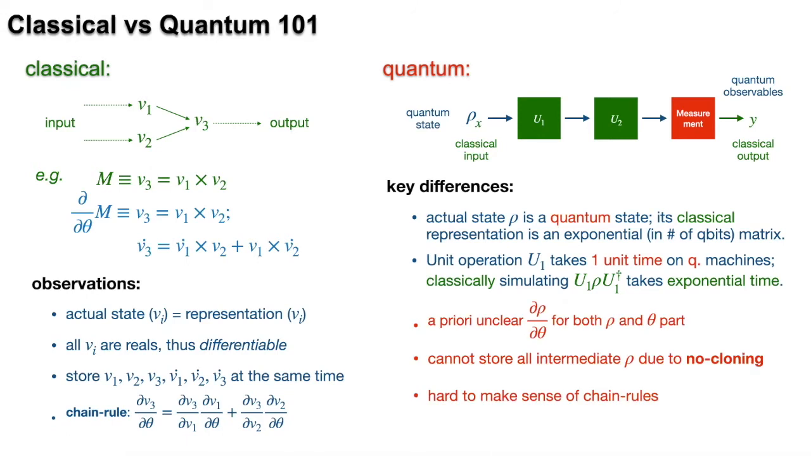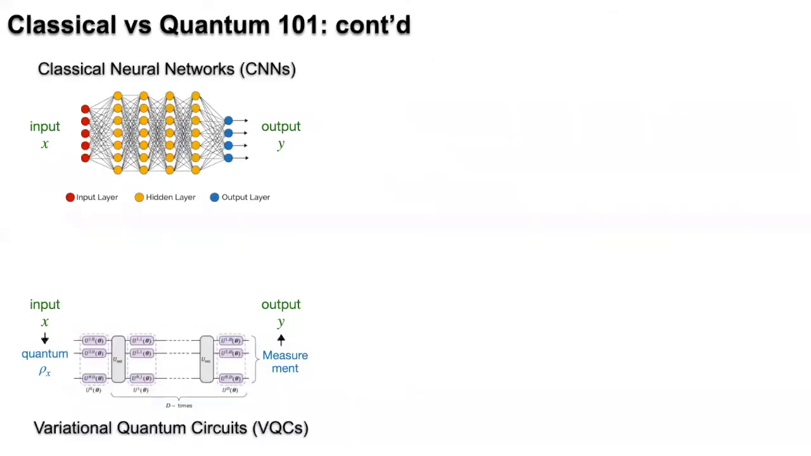Because of this difference, it's actually unclear what would even make sense if we take, say, partial rho, partial theta of something. And because of the no-cloning theorem for quantum states, it's hard to imagine we can store all the intermediate states rho. It's just impossible. And because we lose all those nice features of the classical setting, it's hard to make sense of the chain rule either.